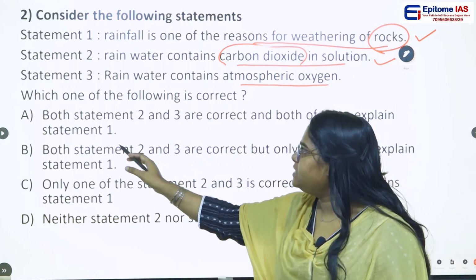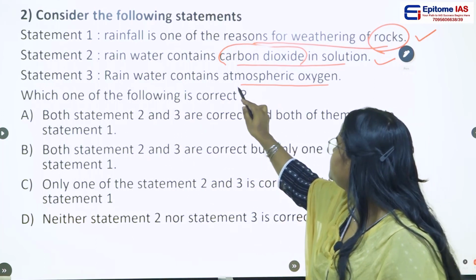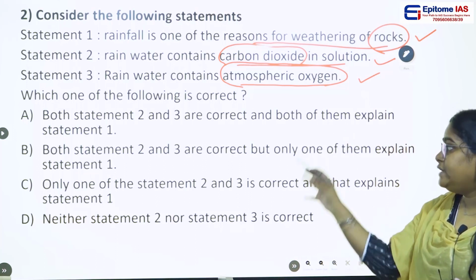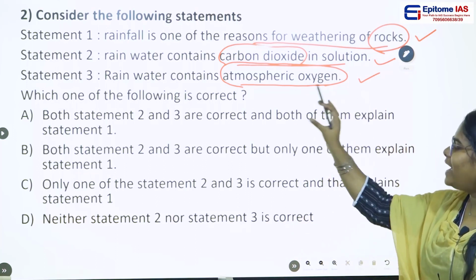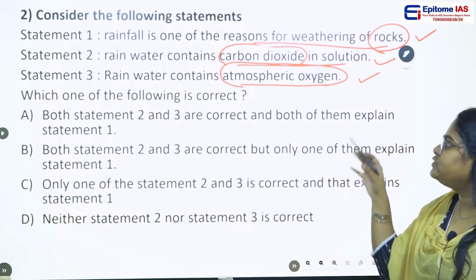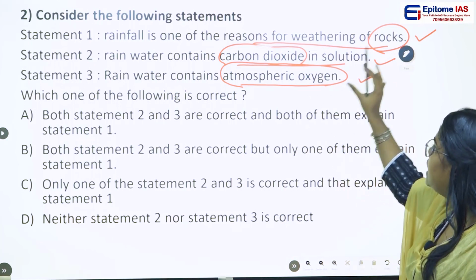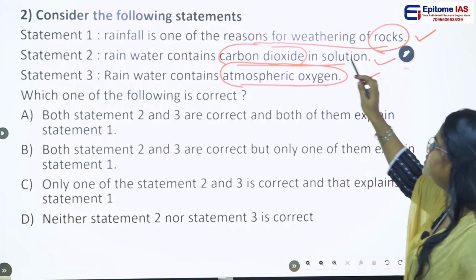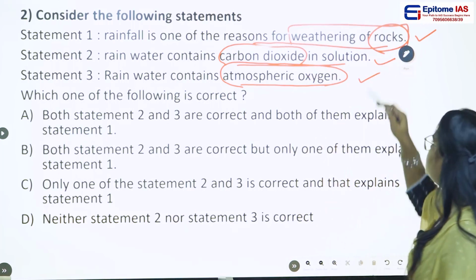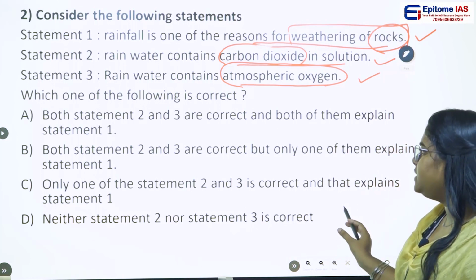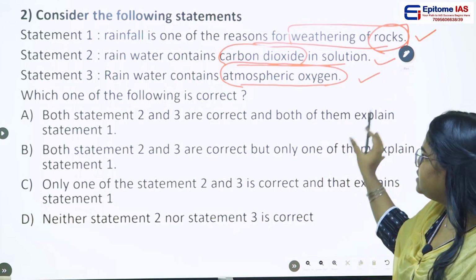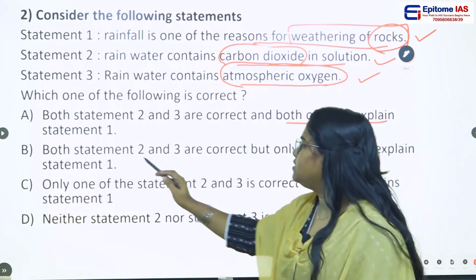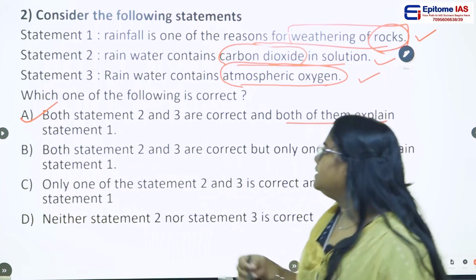And if you see statement 3, rainwater contains atmospheric oxygen. Again, this statement is also correct. The rainwater also contains the atmospheric oxygen. And both this carbon dioxide and the atmospheric oxygen are the reasons for weathering of rocks. So the correct answer would be both statement 2 and statement 3 are correct, and both of them explain statement 1. So the correct answer is option A.